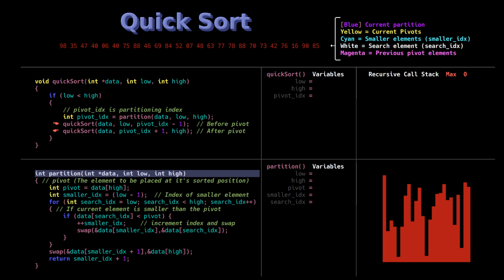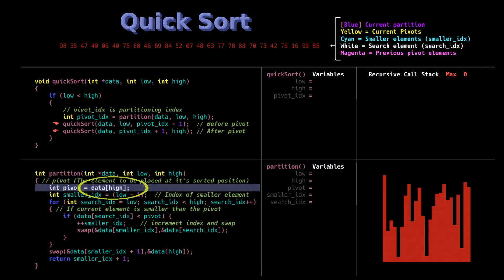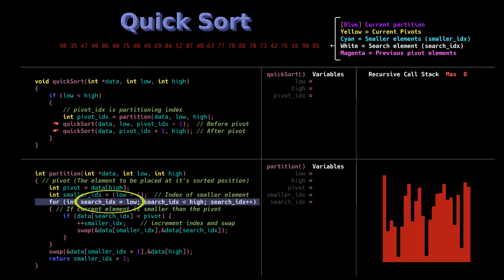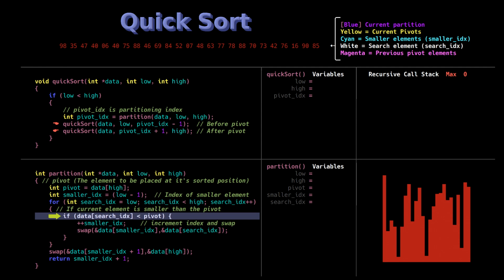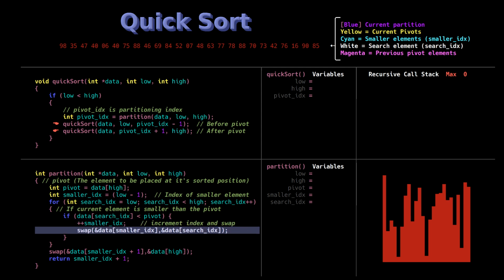The partition function derives the pivot from the last element, then in a loop, searches starting at the first element of the partition, for elements that are less than the pivot. When it finds an element that is less, it increments the smaller index and swaps the element at the smaller index with the element at the search index.